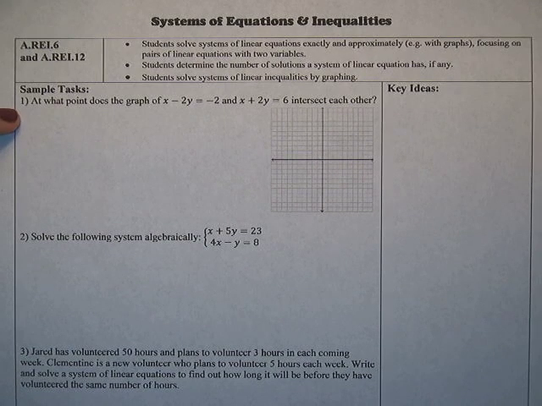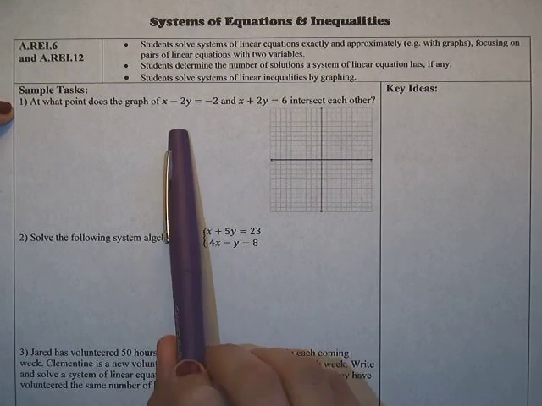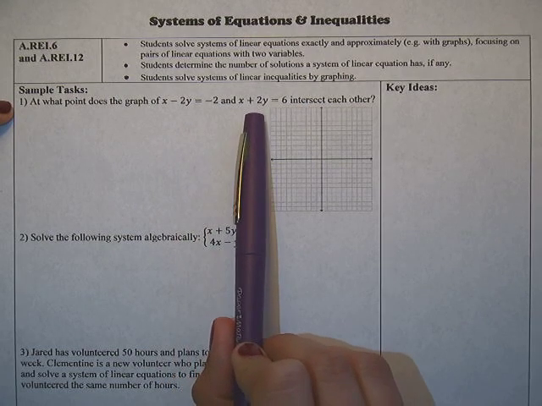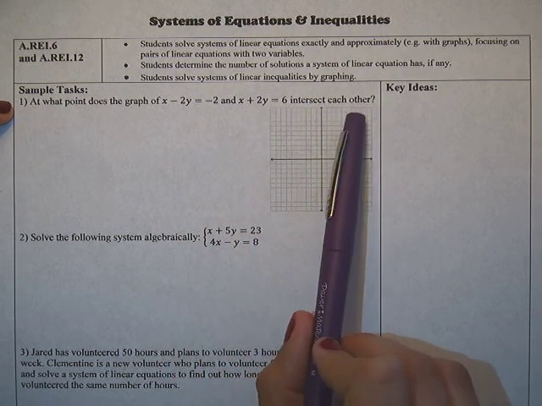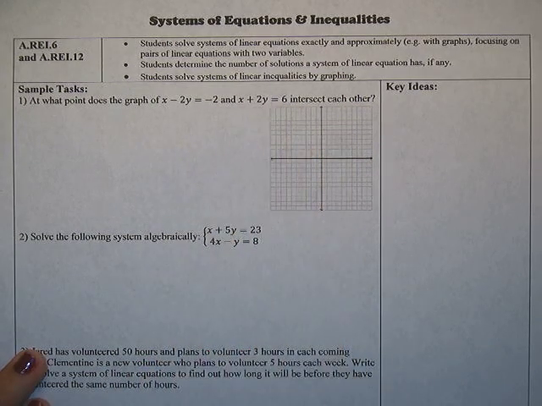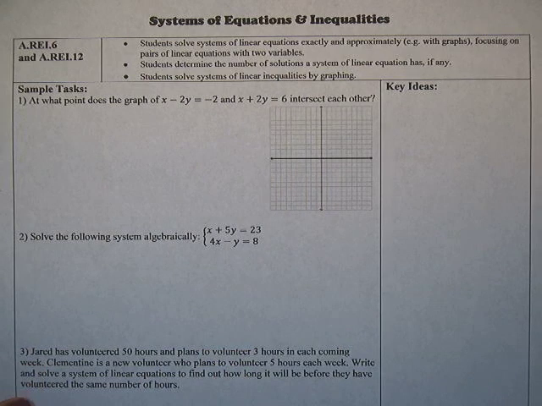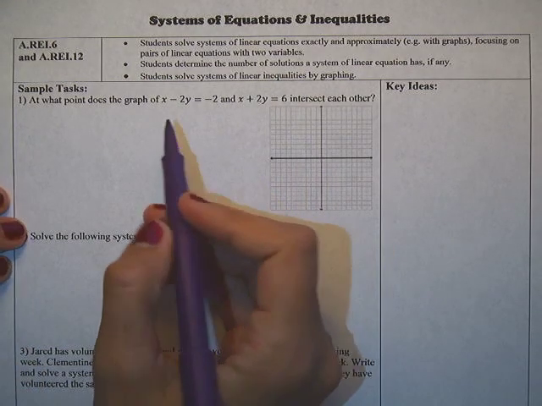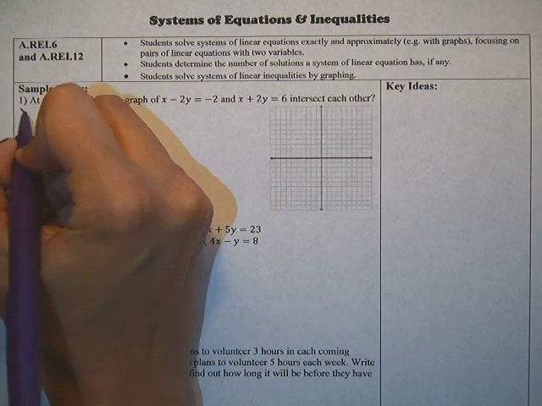So example 1 says, at what point does the graph x minus 2y equals negative 2 and the graph x plus 2y equals 6 intersect each other? So the solution to the system of these two equations is the point of intersection. So it's basically asking us to solve it by graphing. So here we need to write each equation in slope-intercept form.